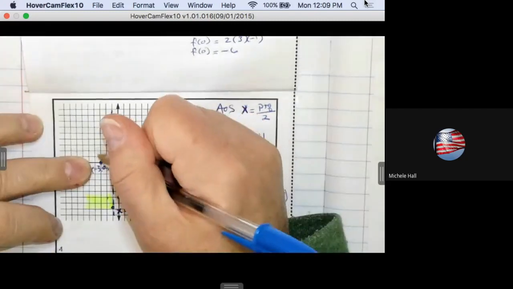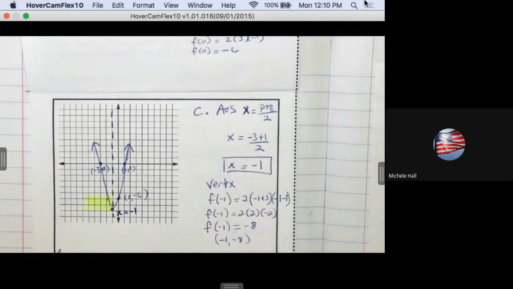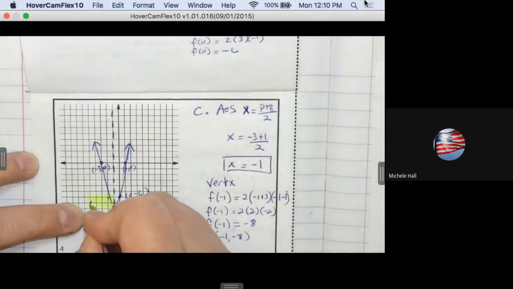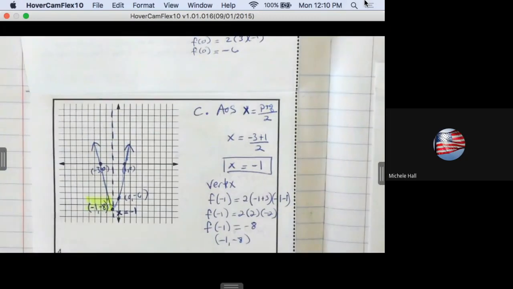So it's coming down. Everything's labeled. Intercepts, y-intercept, my vertex, I need a label there. Negative 1, negative 8. All I can say is make sure you read the directions for exactly what labels they want.